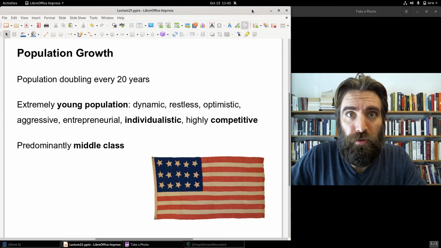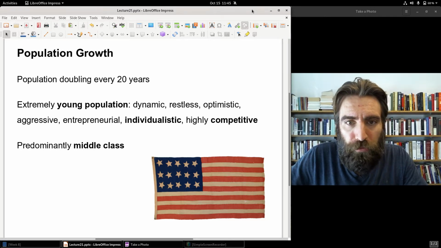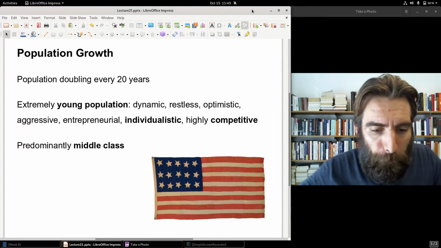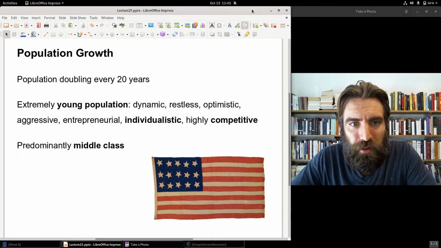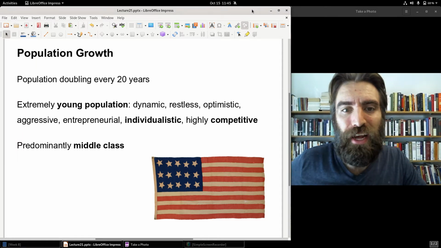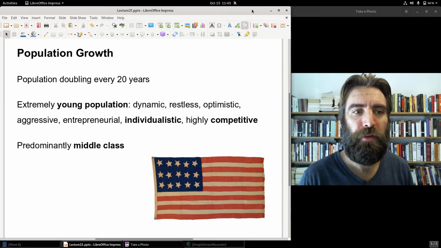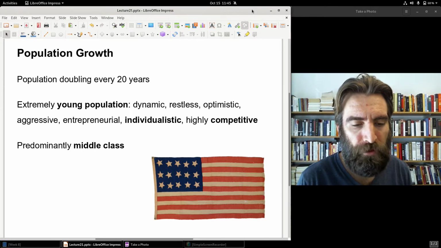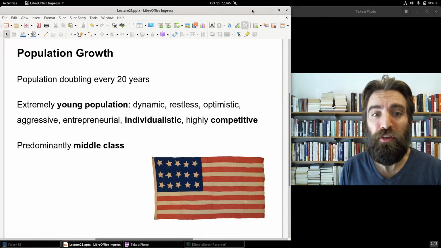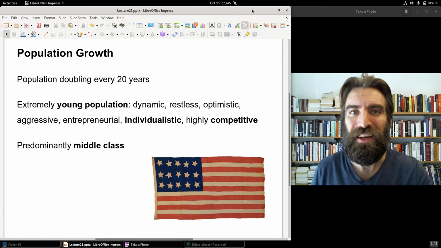What does this create, this very young population? It is a very aggressive population, restless, hopeful, optimistic. All the different sort of traits you get with youth. Energetic, dynamic, hyper-individualistic, very, very competitive, aggressively democratic, entrepreneurial, sometimes brash, boisterous. All the positives and the negatives.